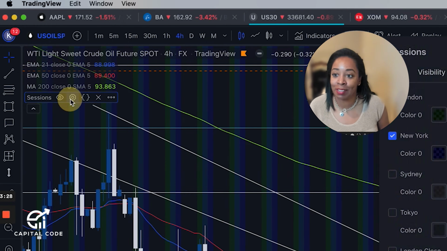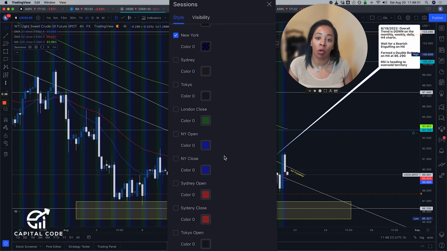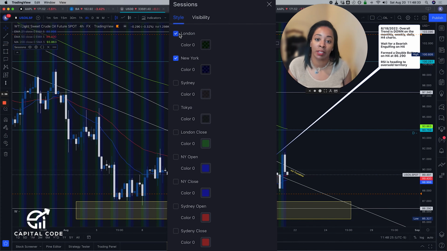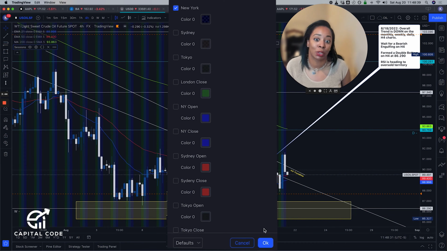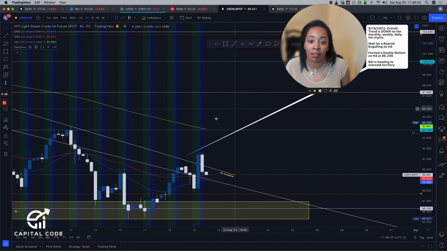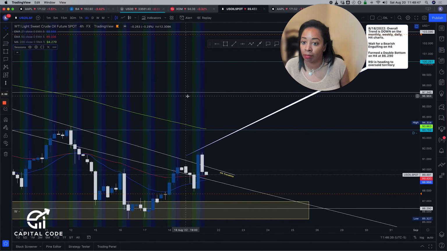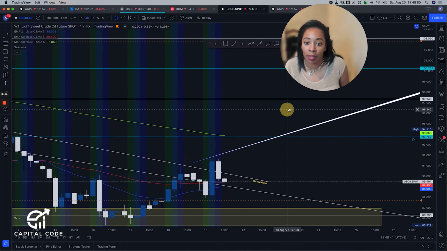Let's go into some of the settings. They have all of this: New York, Sydney, Tokyo, London, open and close, and I don't need all that information. I'm mostly focused on London and New York, and specifically when it crosses over. You can set these colors to anything you want. And if we zoom in just a little bit, let me just keep doing it this way.